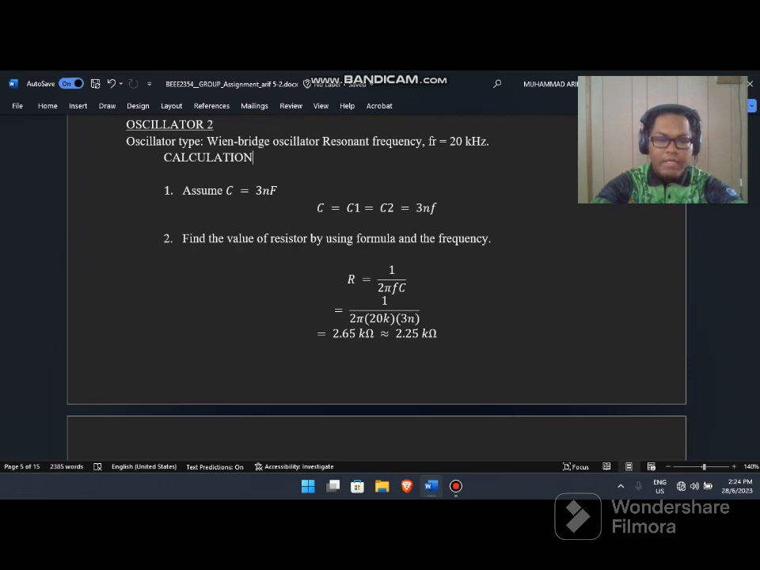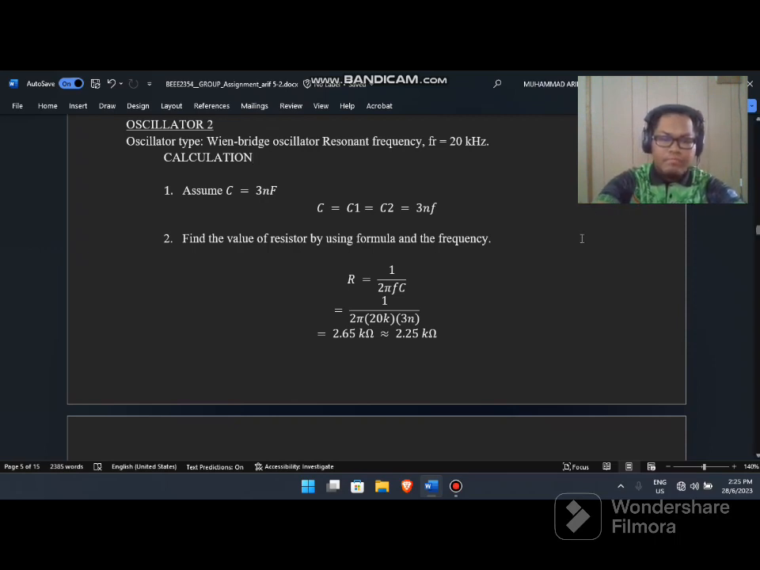Second, we find the resistor value by using the formula and the given frequency. Using the formula, R equal to 1 over 2 pi Fc, with F equal to frequency and C equal to capacitor. By replacing F and C with 20 kHz for the frequency and 3 nanofarad for the capacitor, we will get the value of R equal to 2.65 kilo ohm.